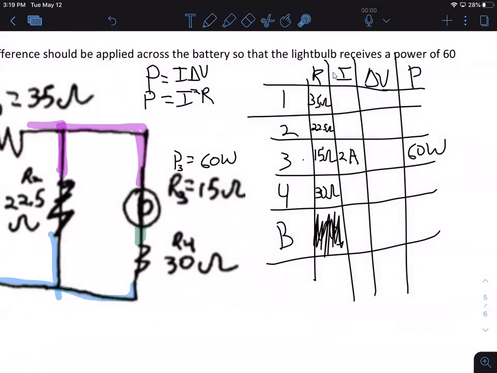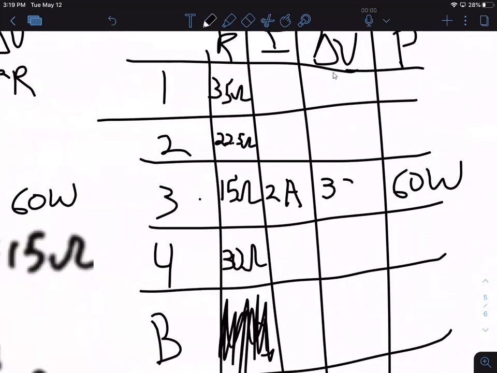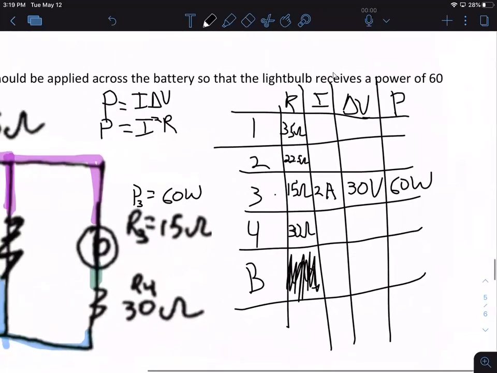Well, now, hey, I can find delta V. 15 ohms, 2 amps, 30 volts, 13 ohms, sorry. 2 amps, 30 volts. I could have done that either using the power relationship with the current and the power, or I could have done it with Ohm's law, V equals IR, which is easier. I just multiply these two to get the third.